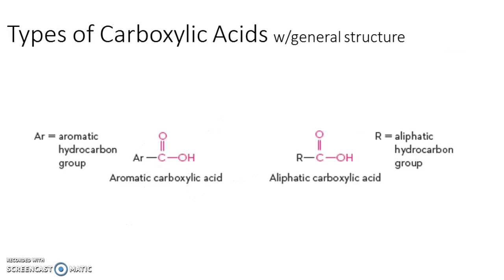Types of carboxylic acids. There are two general types of carboxylic acids. You have the aromatic and the aliphatic hydrocarbon group. And here are their basic structures. As you can see, this part is the same in both, which is the carboxylic acid, and here it changes.